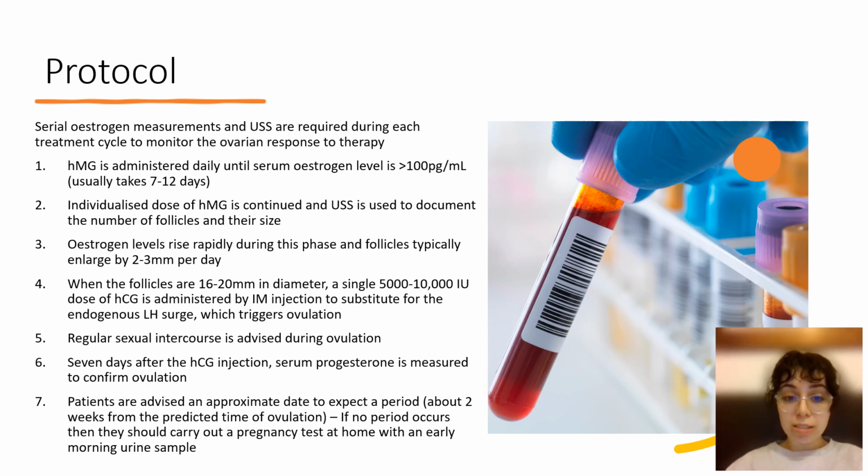At this point, regular sexual intercourse is advised to obviously maximize the chance of pregnancy. 7 days after the HCG injection, we measure serum progesterone to confirm that ovulation has taken place. And then patients are advised an approximate date to expect a period, which is around 2 weeks after the predicted time of ovulation. Obviously, we don't want a period to occur because that means that there's a chance of pregnancy.